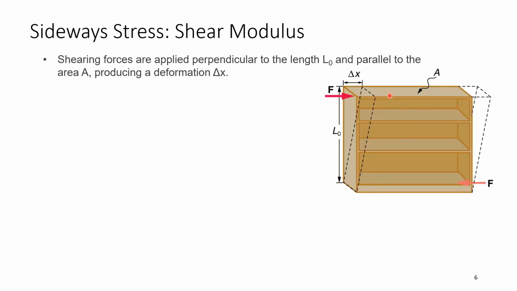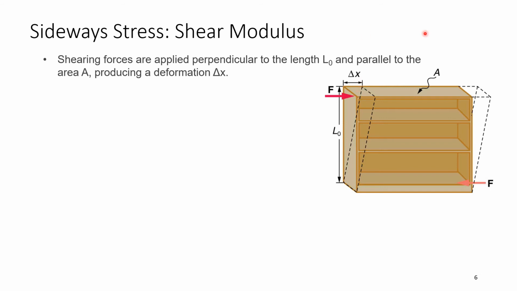As shown in this picture, shearing forces are applied perpendicular to the length L0 and parallel to the area A, producing a deformation delta X. Vertical forces are not shown, but it should be kept in mind that in addition to the two shearing forces F, there must be supporting forces to keep the object from rotating.